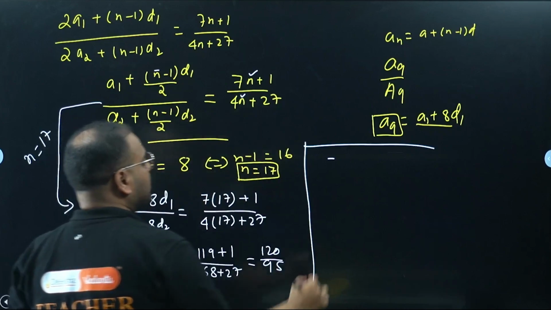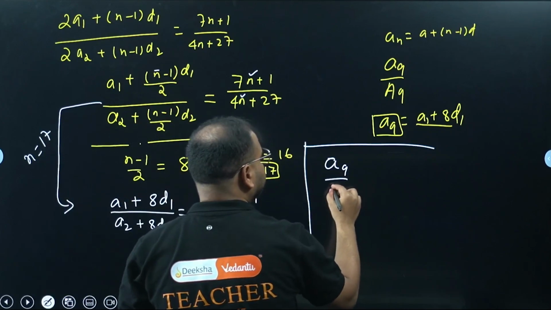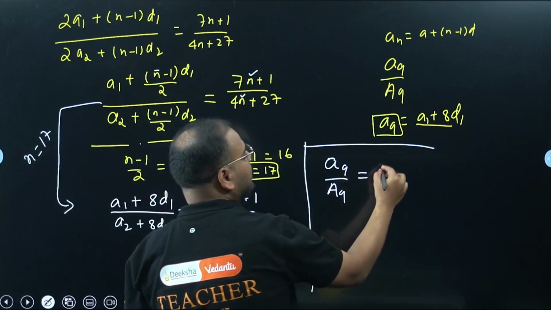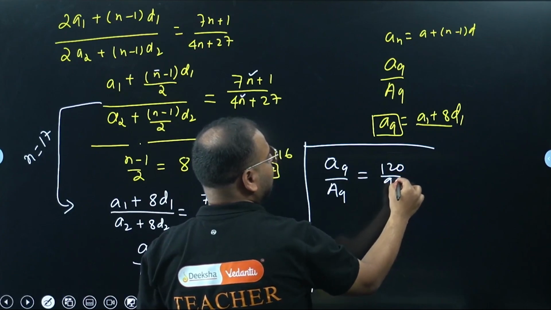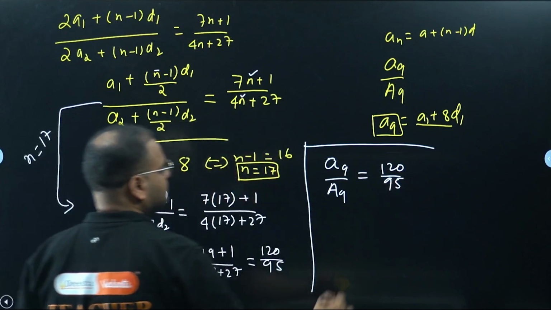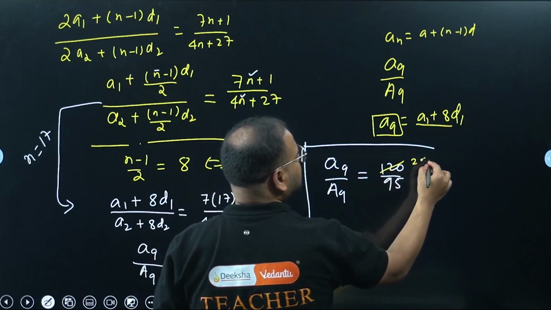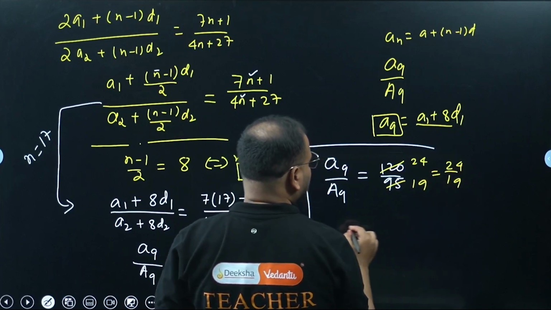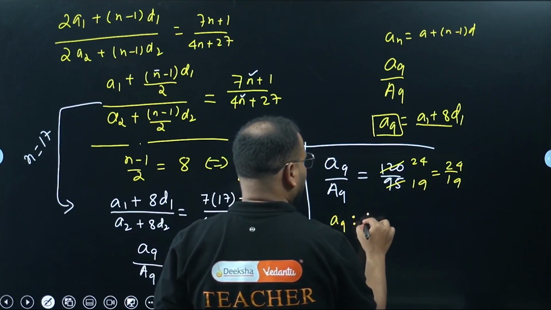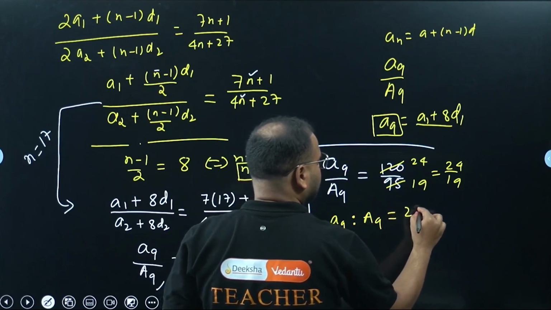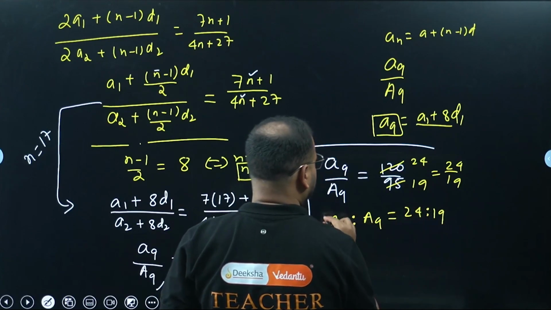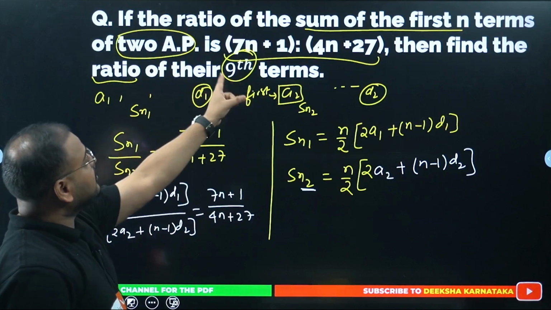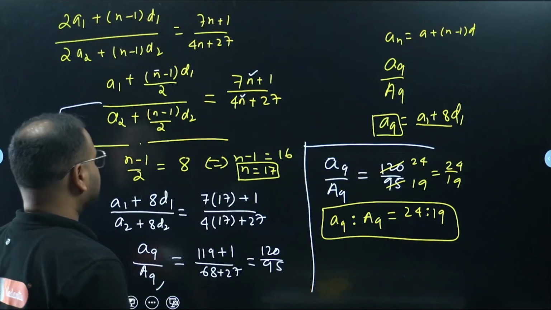What we have received now, A9 upon A9, is equal to 120 upon 95, which we can simplify by 5. So let's simplify by 5. 5 24s are 120 and 5 19s are 95. What's my ratio? 24 by 19. What are they asking? The ninth terms ratio they were asking. 24 is to 19 is my final answer. We have reached the ninth term ratio.